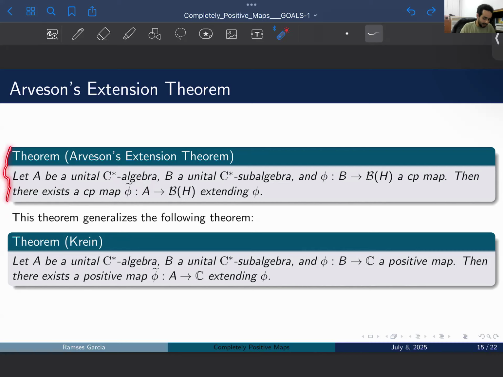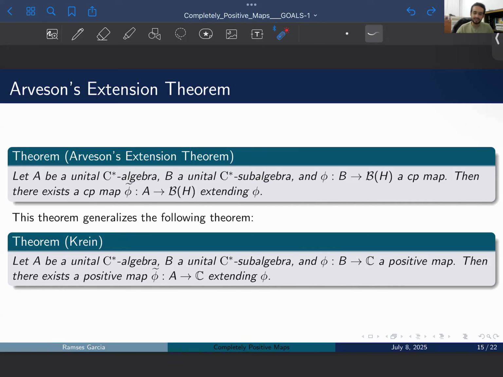So again, this theorem is true in the general setting, not only the unital, but we are going to enunciate it assuming A unital, B a unital C-star algebra, and phi a completely positive map between B and the bounded operators on a Hilbert space. Then this theorem tells us that you can extend phi to phi tilde, where this new map is completely positive and extends phi.